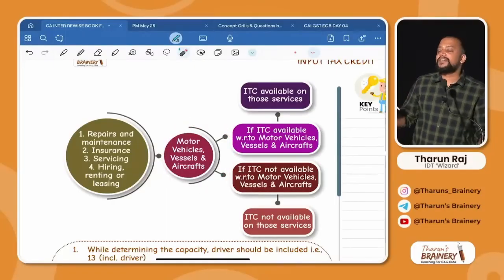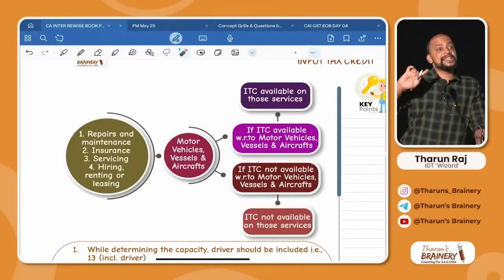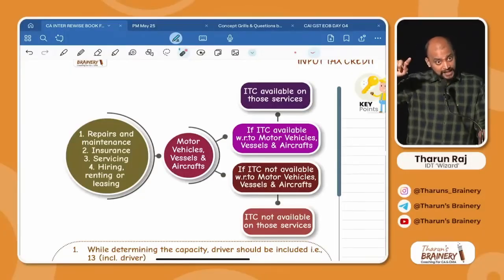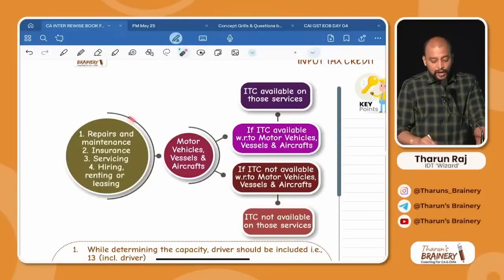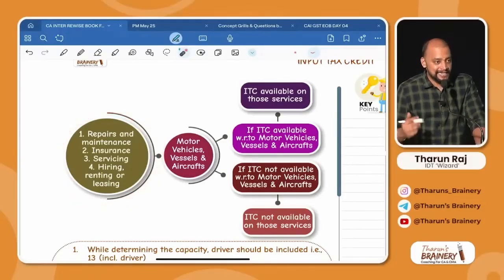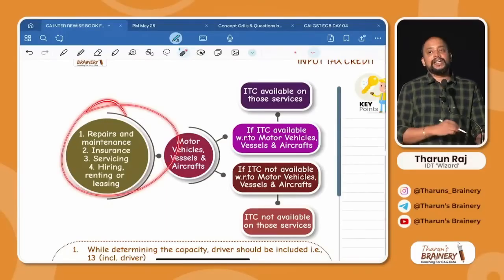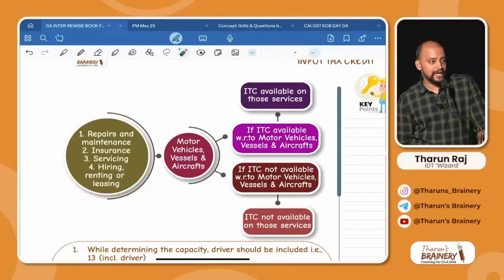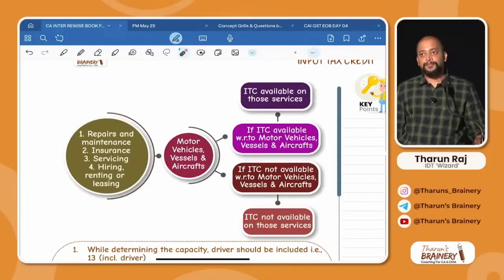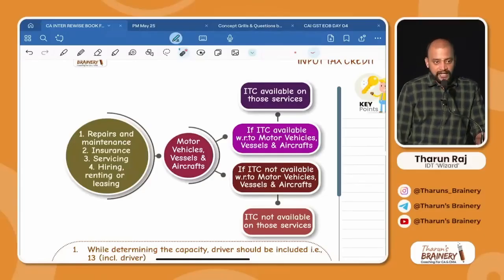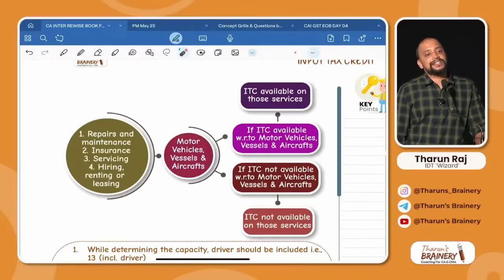If the motor vehicle, vessel or aircraft purchase is eligible for ITC, on the service also they can take ITC. If the motor vehicle purchased is not eligible for ITC, they cannot take ITC on these 4 services. Okay, let's try to understand with an example. There is an Ola Uber driver who purchased a car, and gave that car to a service center for servicing. Can they take ITC on these service charges that they pay?